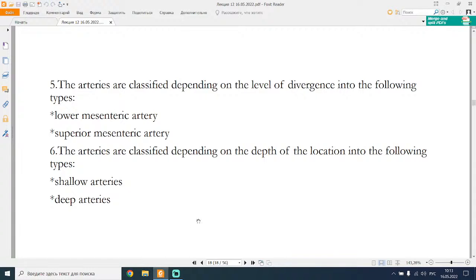The arteries are classified depending on the level of divergence into the following types: inferior mesenteric artery, superior mesenteric artery. Next classification: the arteries are classified depending on the depth of location into the following types: shallow arteries, deep arteries.